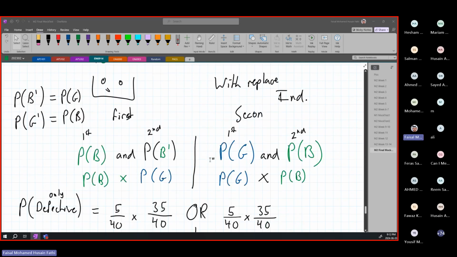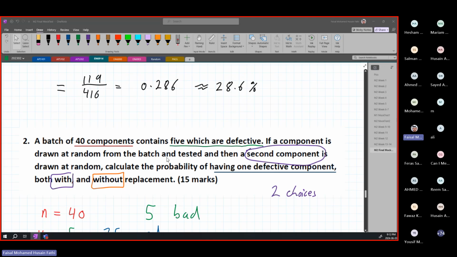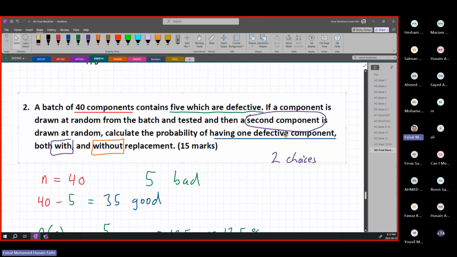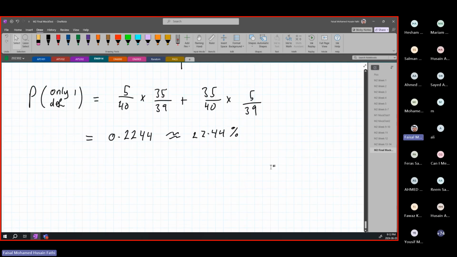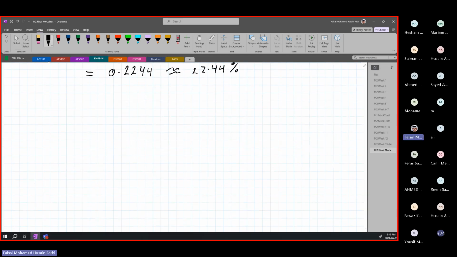Again, the whole idea is understanding the question. So from the beginning, having one defective component, they meant having only one defective component, meaning that one of your components is going to be good, the other is going to be bad. All right? If I show you with the bucket, because I think you understand better with the bucket, we have 5 bad components, and we have 35 good components.